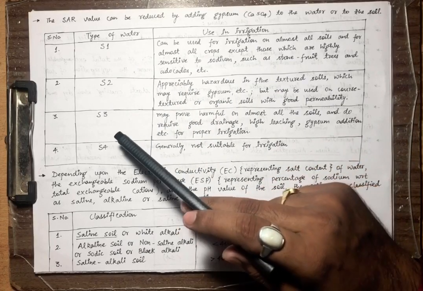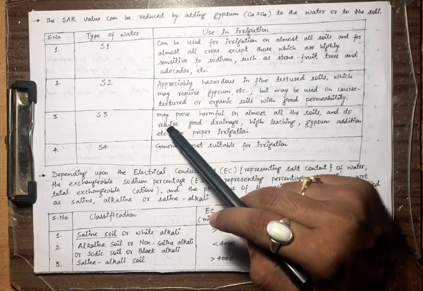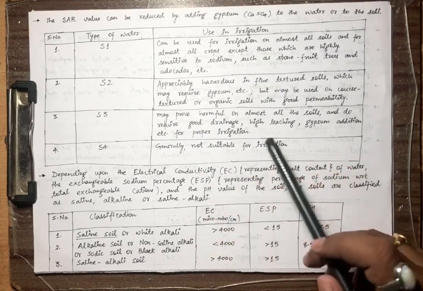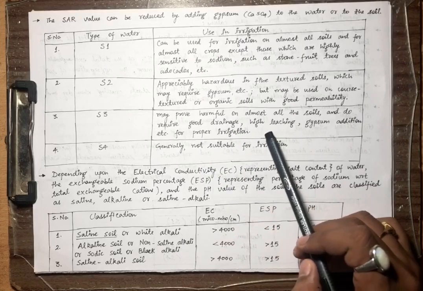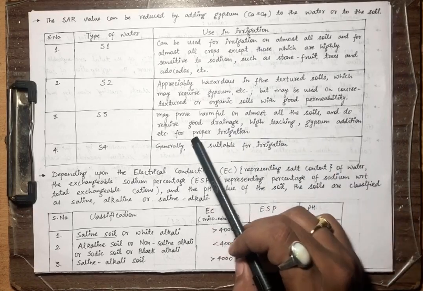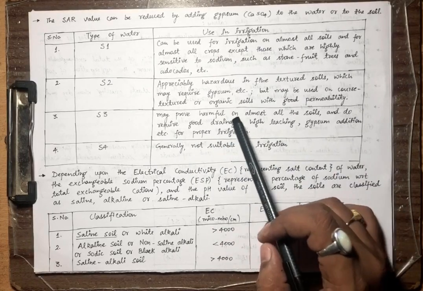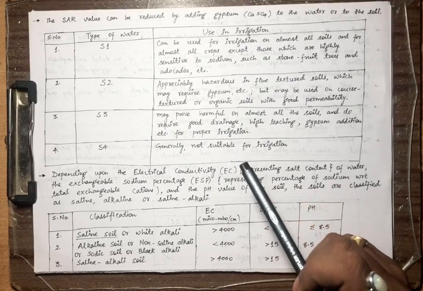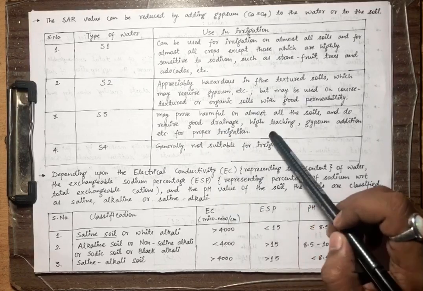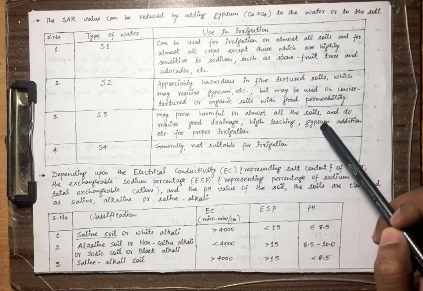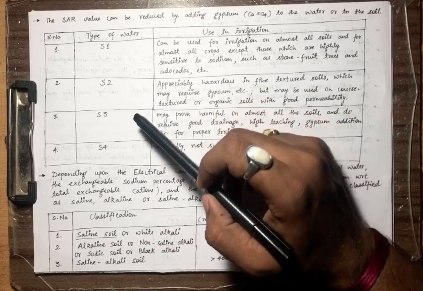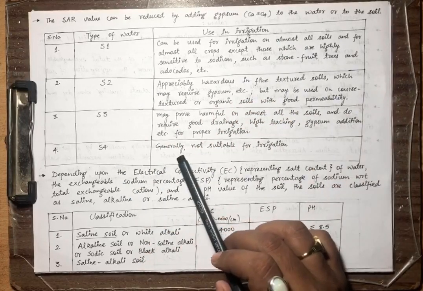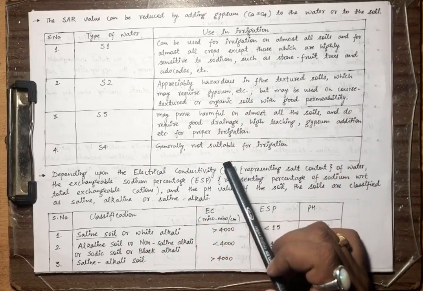S3, 18 to 26, may prove harmful on almost all soils and requires good drainage, high leaching, gypsum addition, etc. for proper irrigation. Good drainage means its permeability is high. We add gypsum because S3 is high sodium water. S4 is generally not suitable for irrigation.